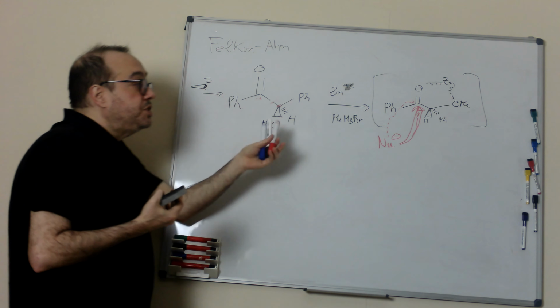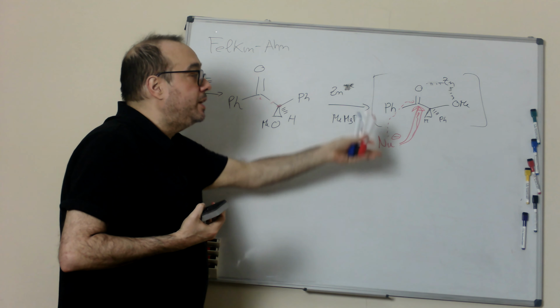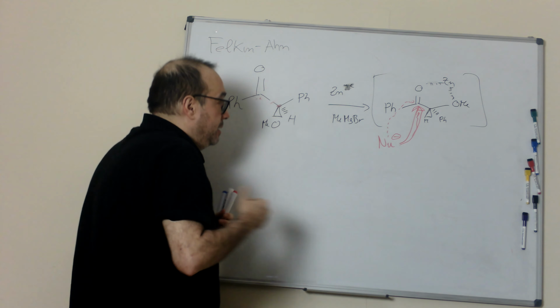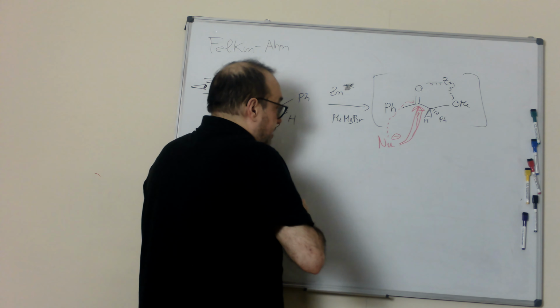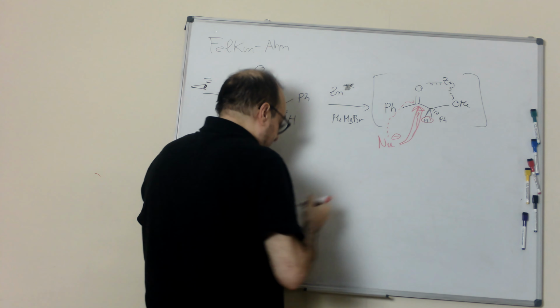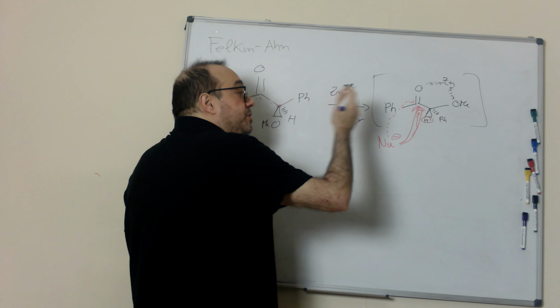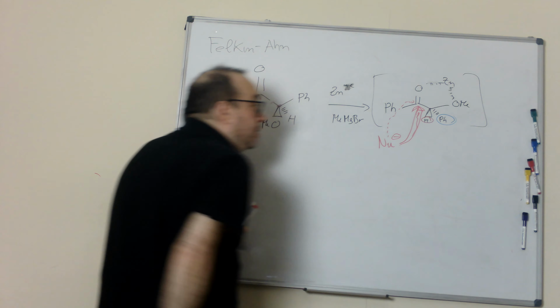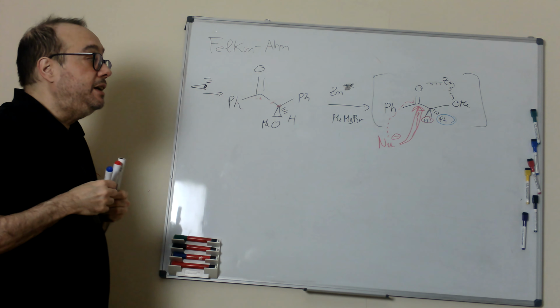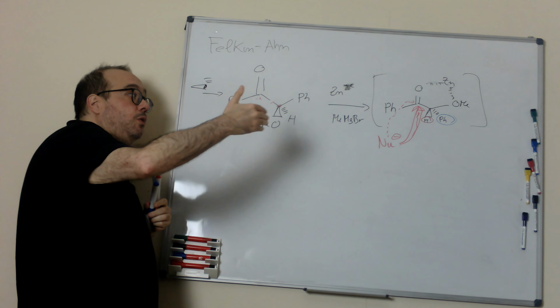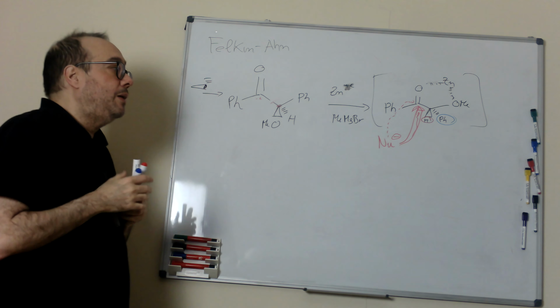Which will be easier? Which trajectory will be easier? Which Burgi-Dunitz trajectory will be easier? Well, if it's in front, this nucleophile only sees the hydrogen, while if the nucleophile is coming from behind, it faces this phenyl. Obviously, the approach from in front of the slide will be favored.